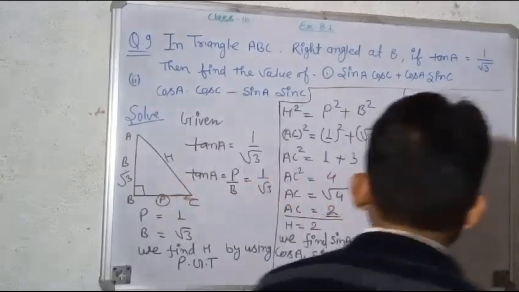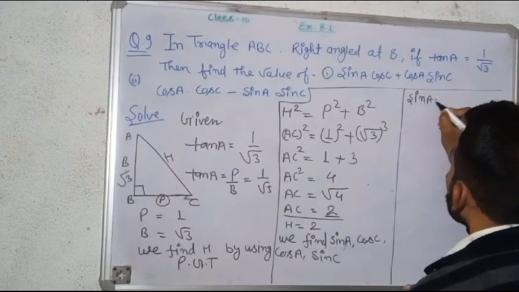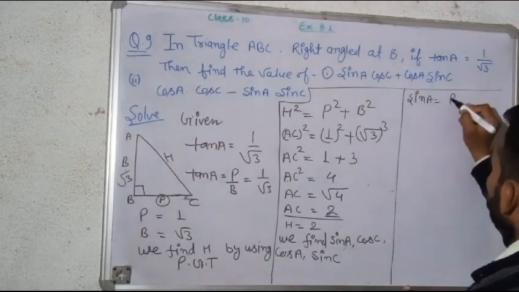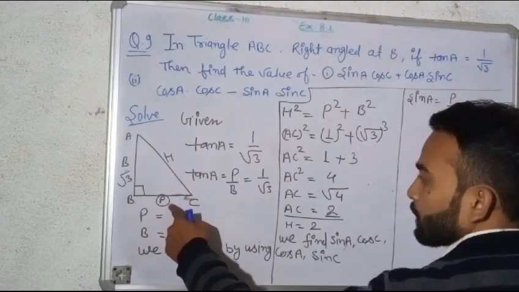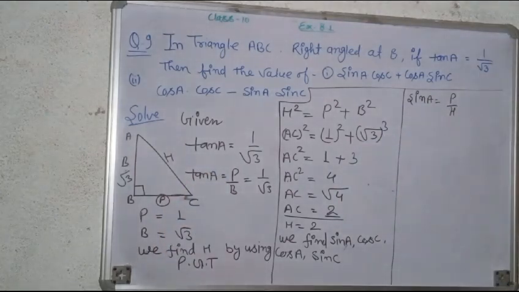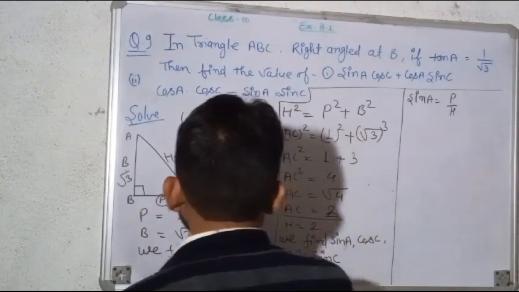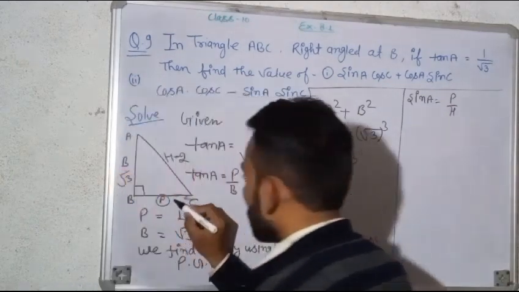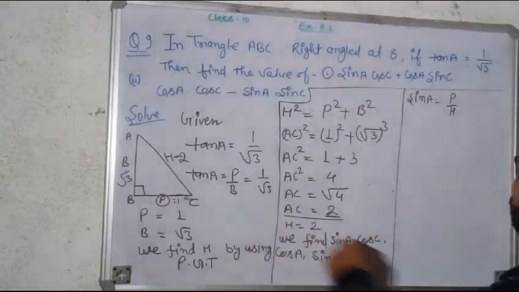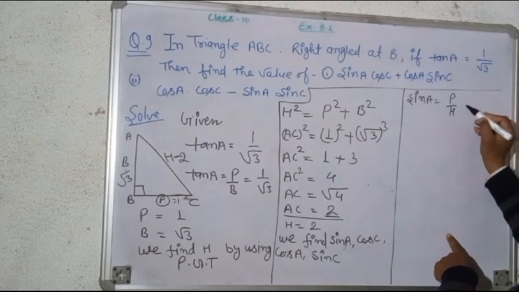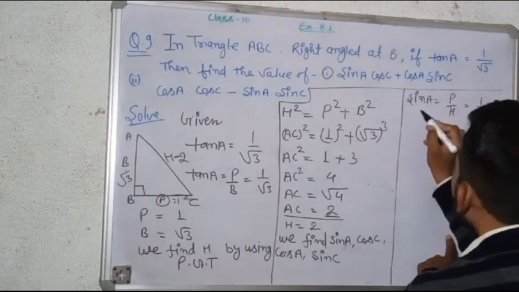Clear? Here sin A is equal to P by H. Here with respect to A, this will be perpendicular and this is hypotenuse. So P is equal to 1, hypotenuse is equal to, sorry, 2, so it will be 1 by 2. Sin A is done.